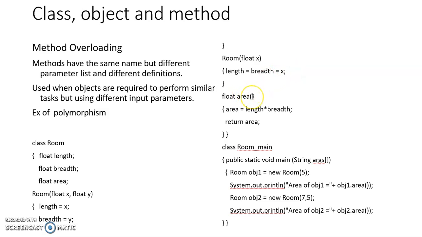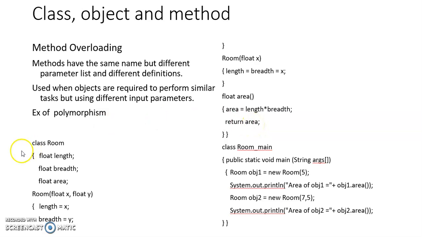Now you have a function called area, float area, which is again a function, and this area will be returning. If you look over here, this is a function with a return type float, and this function is area. And now you can see that area will be calculated using length into breadth, and you'll be returning the area value.